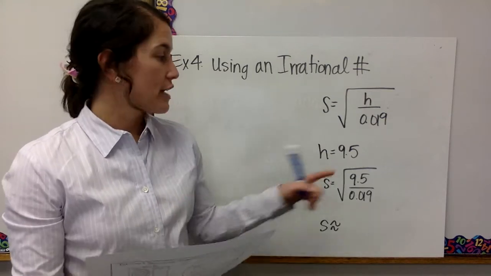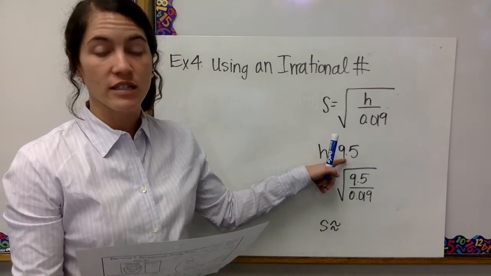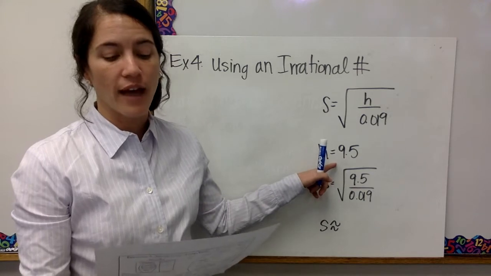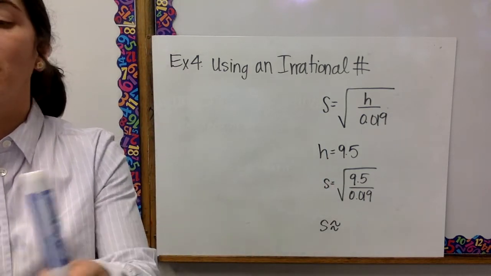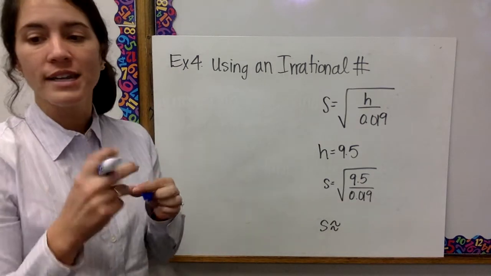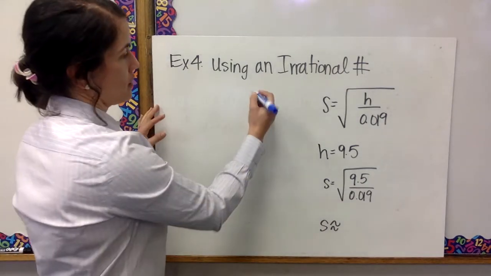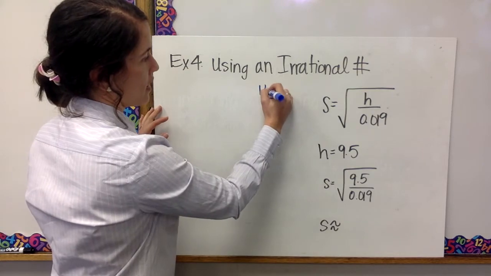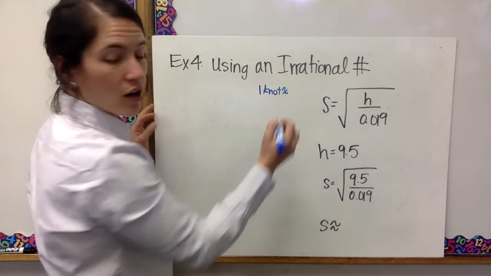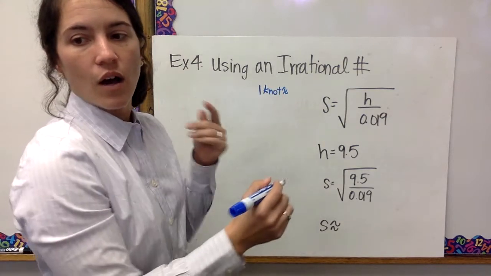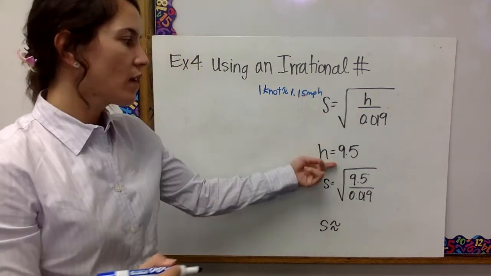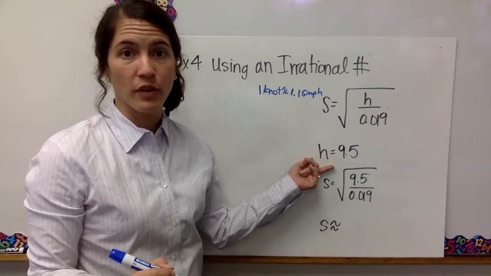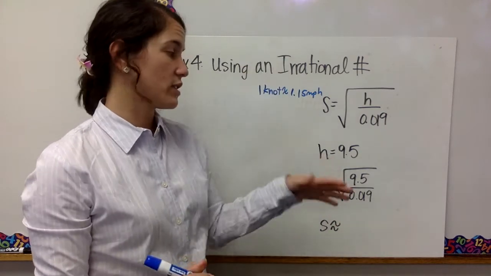If the waves are about 9.5 feet tall, so this is how tall the waves are, what must the wind speed be? And here's a little thing to remember. 1 knot is about 1.15 miles per hour. So if the height is 9.5 feet, that's how tall the wave is, then what does the speed have to do?